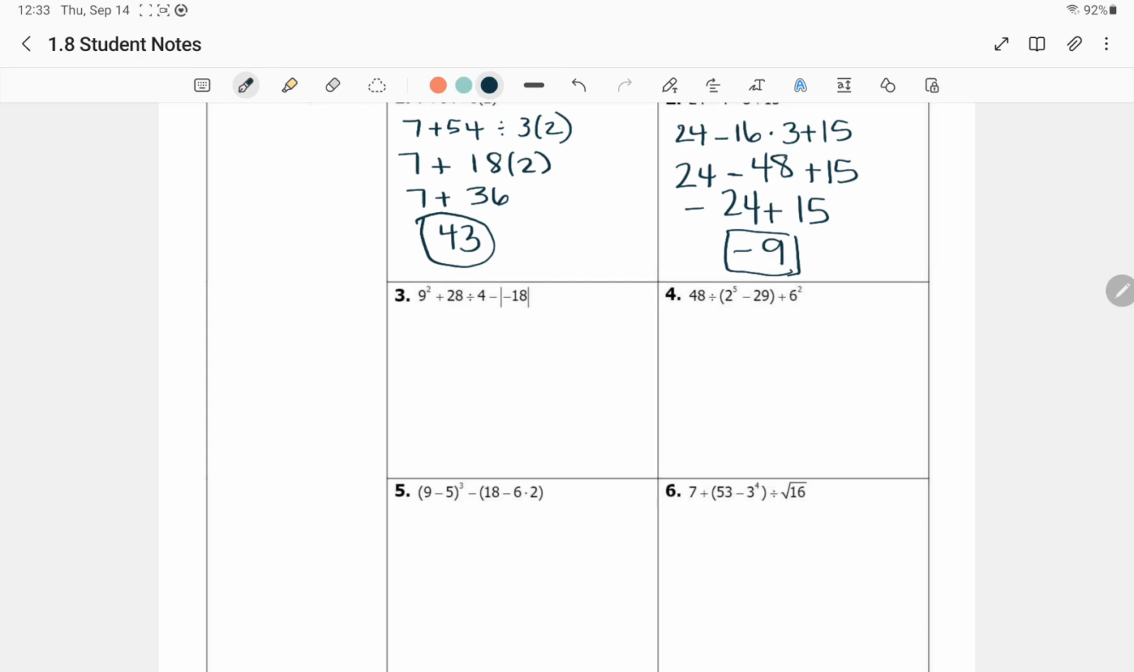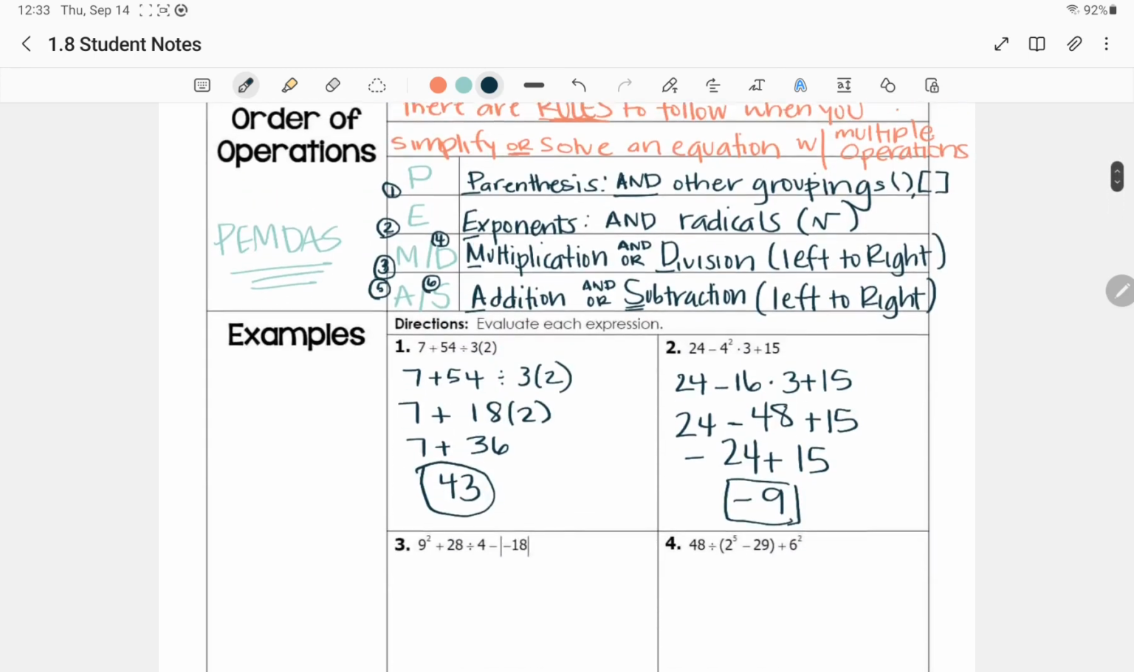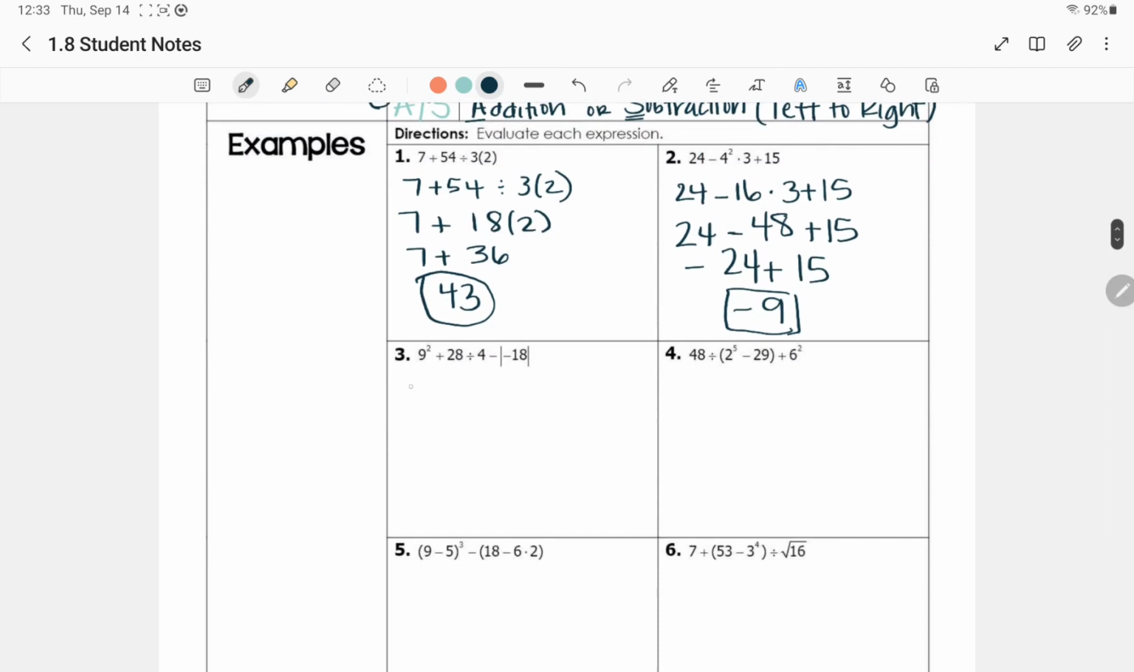And so PEMDAS says that I should do anything that's in parentheses or any other groupings first. So we're going to leave everything else the same. 9 squared plus 28 divided by 4, and minus, because the minus is on the outside of the absolute value symbols. The absolute value of negative 18 is just 18. All right, I did that. I removed it from the absolute value grouping.